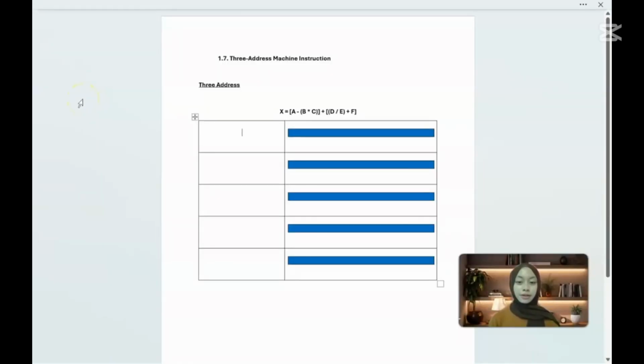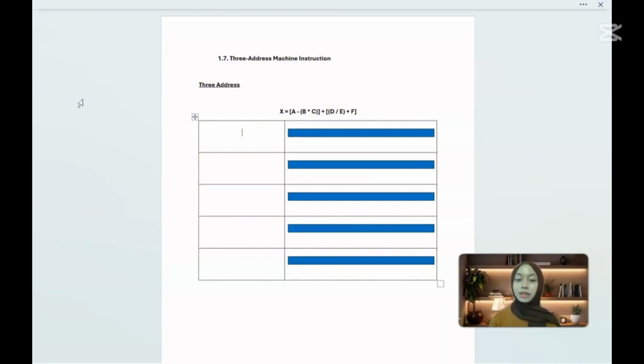Hi, my name is Saira binti Surahman. Today I will explain how to do the three address machine instruction. The expression is X equals A subtract B multiply C plus D divided by E plus F.